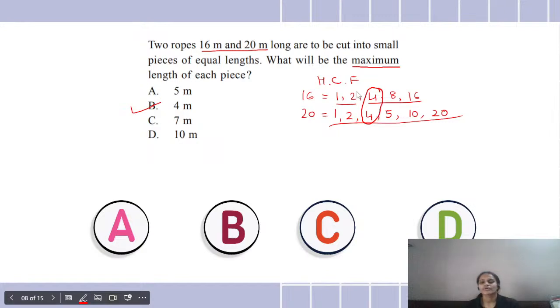I mean, it's 4, right? So yes, we will have to cut each piece to 4 meters to find the maximum length of each piece. Okay, correct? Yes.